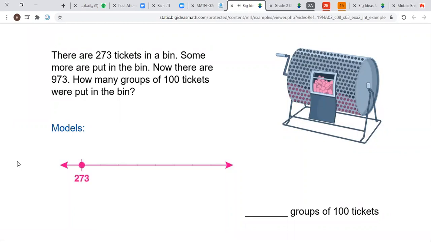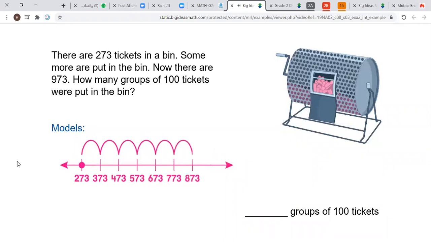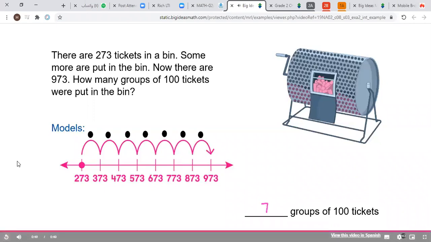Draw an open number line. Start at 273. Count by 100s until you get to 973. 273, 373, 473, 573, 673, 773, 873, 973. How many jumps are there? 1, 2, 3, 4, 5, 6, 7. There are 7 jumps. So, there are 7 groups of 100 tickets.